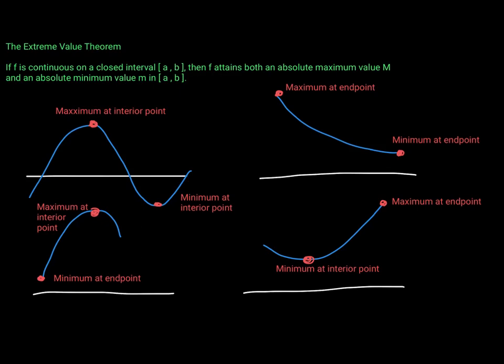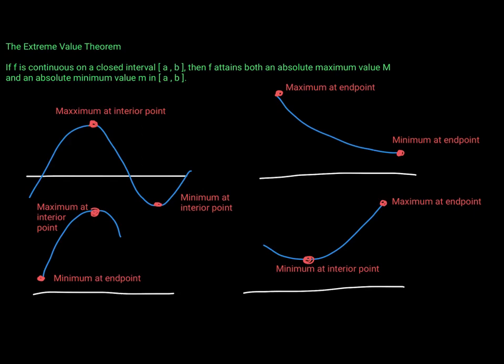Now, what's very important to note is that if a function is not continuous, then we cannot guarantee the existence of both an absolute maximum and an absolute minimum. But if a function is continuous on a closed interval, we can guarantee there must be an absolute maximum and a minimum. Now, these are just different graphs, different sketches.